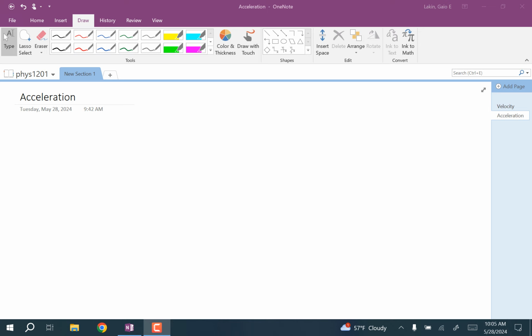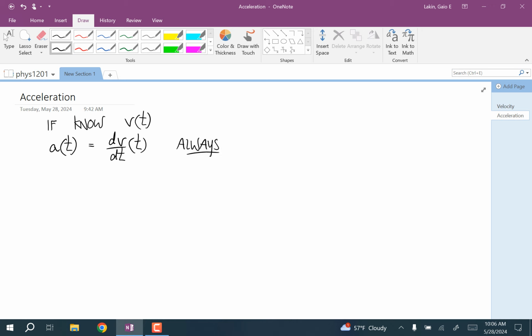Now we have to define the acceleration. And just like we defined the velocity as the derivative of the position, we're going to define the acceleration as the time derivative of the velocity. So if you know the velocity as a function of time, then the acceleration as a function of time is just equal to the time derivative of the velocity. And that's always true. There's no exceptions for that.